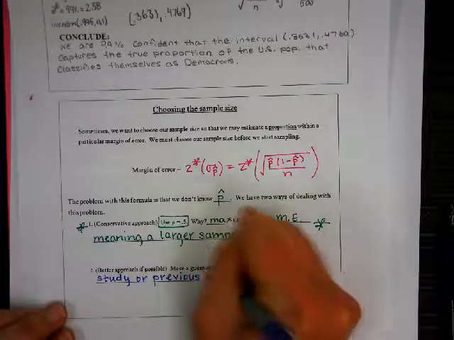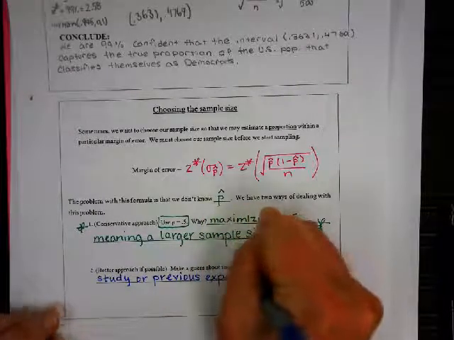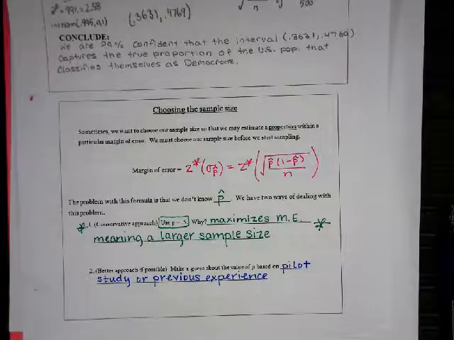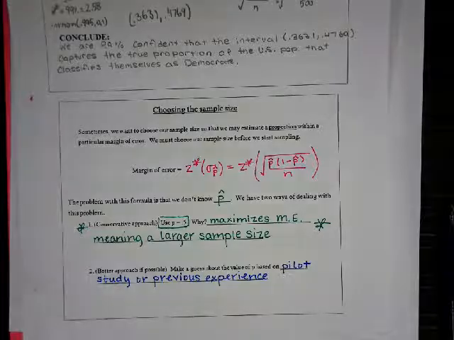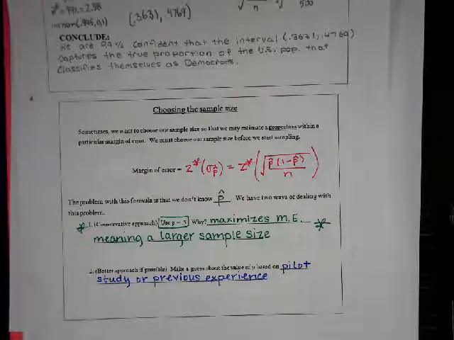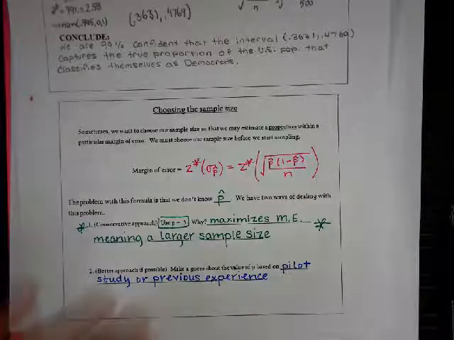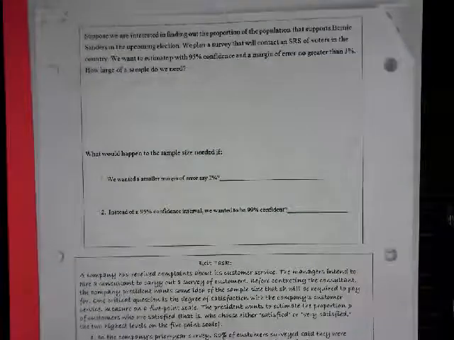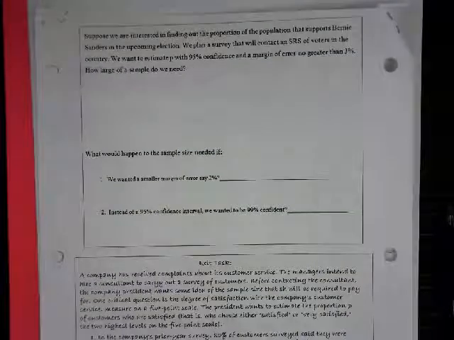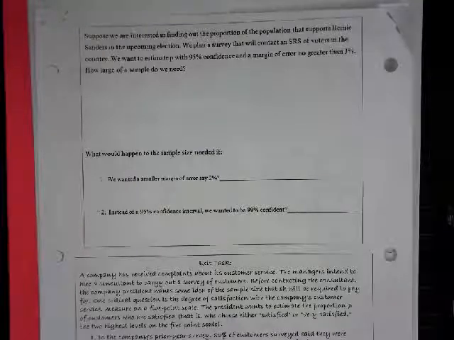So now I'm going to show you how to use the conservative method. Suppose we are interested in finding out the proportion of the population that supports Bernie Sanders in the upcoming election. You guys can tell this is an old example. We plan a survey that will contact an SRS of voters in the country. We want to estimate p with 95% confidence and a margin of error no greater than 3%. How large of a sample do we need?